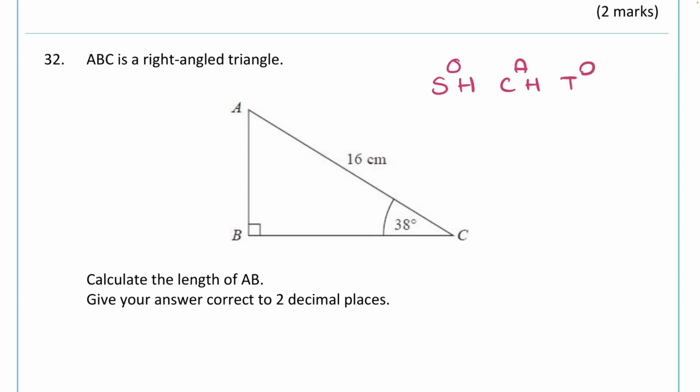SOHCAHTOA, and we want to label the side lengths to see which formula we need to use. Now here, instead of putting an X on the diagram, it says work out the length of AB. A to B is this length over here if you want to label it, and that length is opposite the angle that we're going to use. So that is called the opposite side. So we have the opposite, and we have the longest side of the triangle, which is called the hypotenuse.